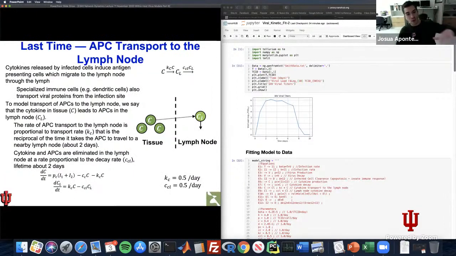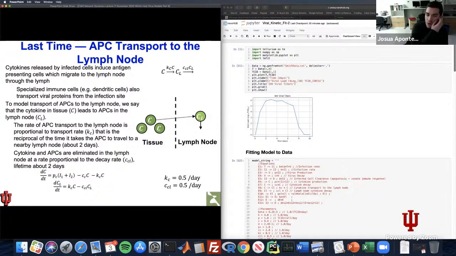So now that we have the cytokine signal produced in the tissue, we can transport this signal to the lymph node. And this we do by what is called a transport equation, where we basically say, okay, a fraction of my signal leaves the tissue and then appears in the lymph node. And that transport rate is given by the transport parameter, which we're calling here Kc.